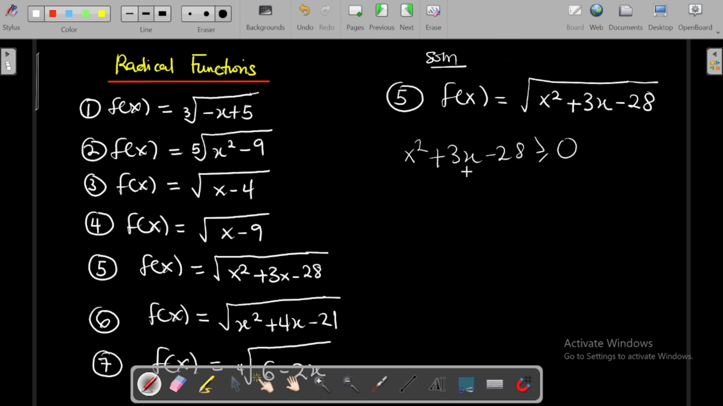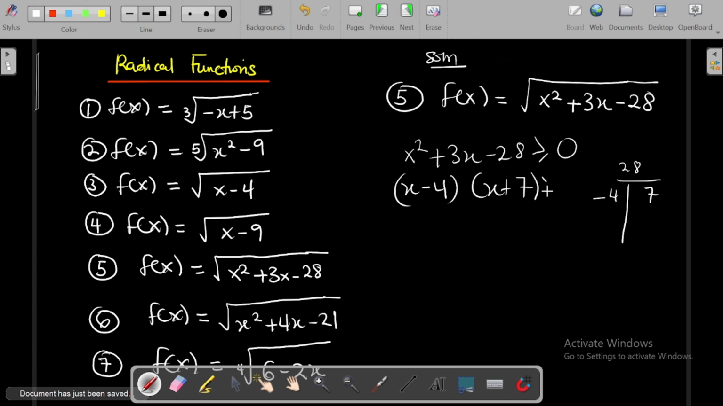And this is what? A quadratic inequality. So you solve it as a quadratic inequality. I believe everybody knows how to solve quadratic inequalities. We simply do this. You find the factors of negative 28 that multiply to give you negative 28 and add up to give you 3. I think from here we can identify negative 4 and 7, because negative 4 plus 7 gives you positive 3, and negative 4 multiplied by 7 gives you negative 28. So now we can have x minus 4 and x plus what? 7, greater than or equal to 0.